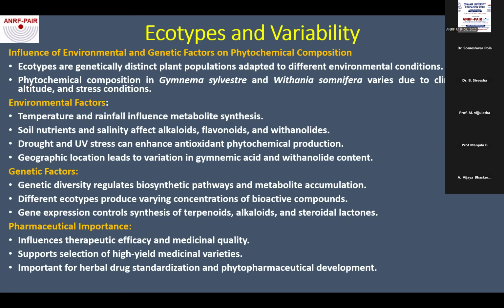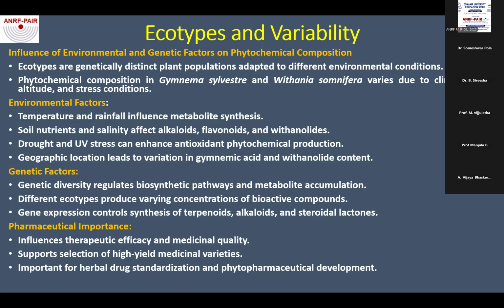So our aim is to collect various ecotypes from different parts of India, northern states and southern states, so that we will identify key plants which are qualitatively and quantitatively more viable for this work. The ecotype variability is because of environmental factors and genetic factors, and with these it gets the pharmaceutical importance.